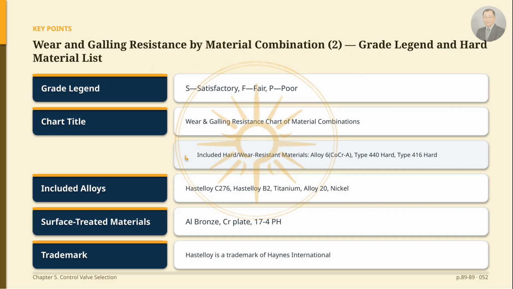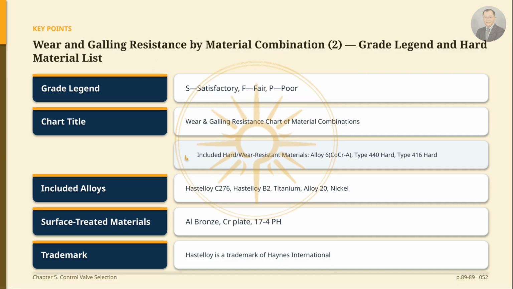Following the previous wear and galling resistance chart, I will now introduce the legend and the list of materials included. The rating symbols mean S for satisfactory, F for fair, and P for poor, and the formal name of this chart is the Wear and Galling Resistance Chart of Material Combinations.